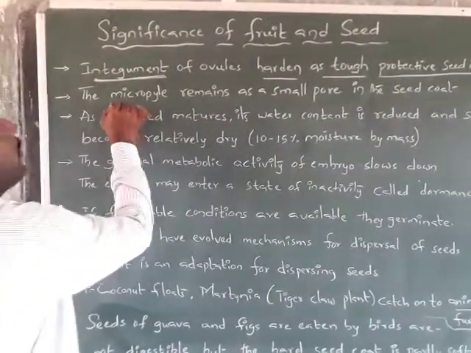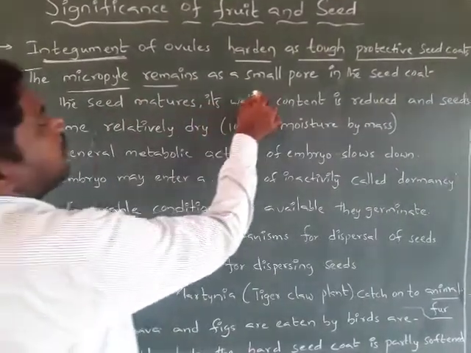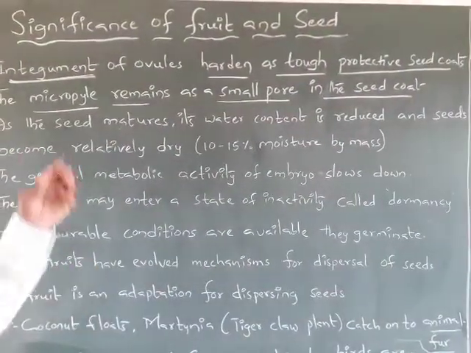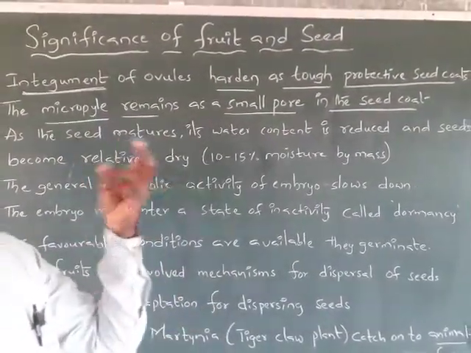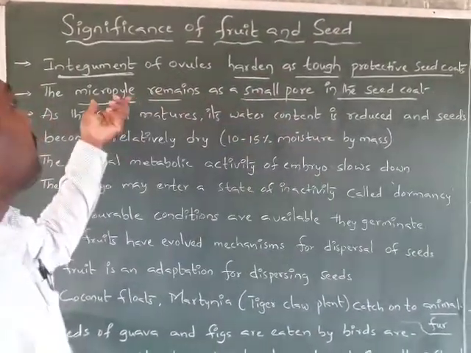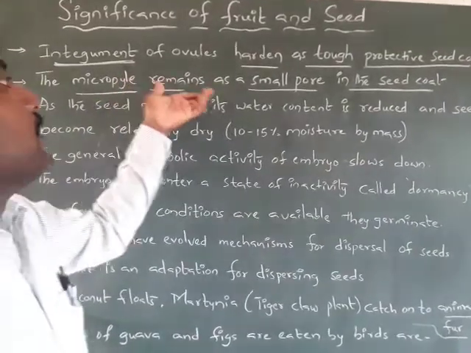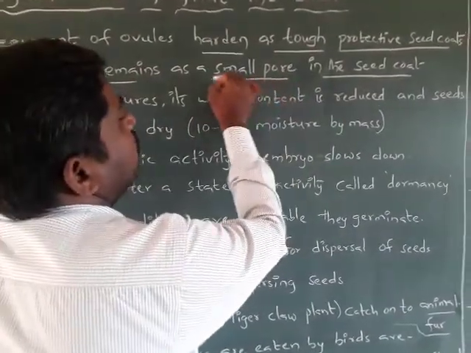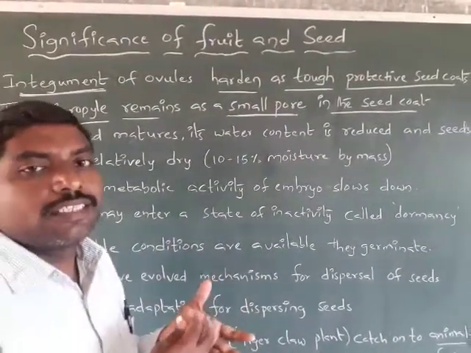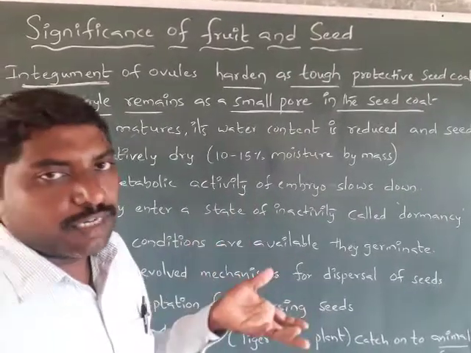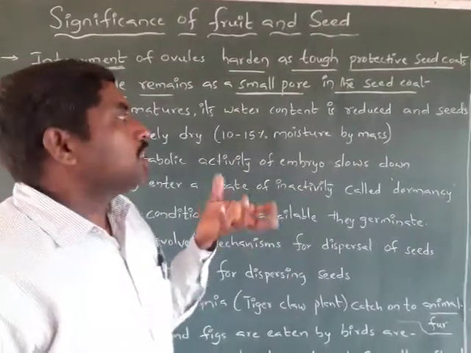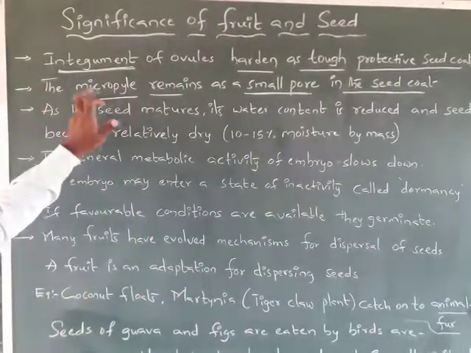And see, the micropyle remains as a small pore in the seed coat. Here, the ovule is totally covered by the two integuments. The integuments are converted into the seed coat, and the micropyle region is converted into a small pore, and this pore is used for the entry of oxygen and water during the germination process. That is the importance of the micropyle.